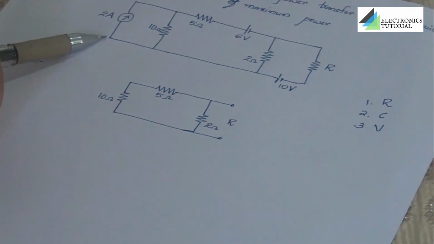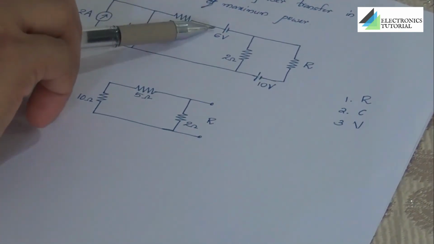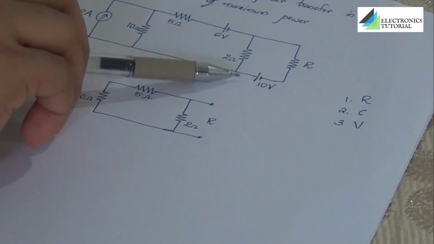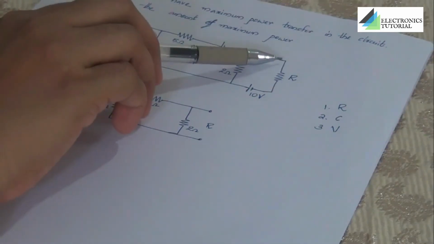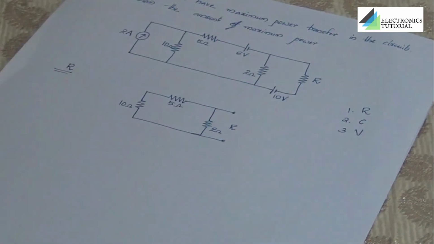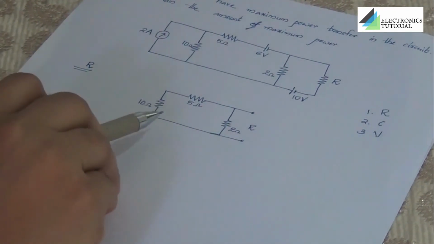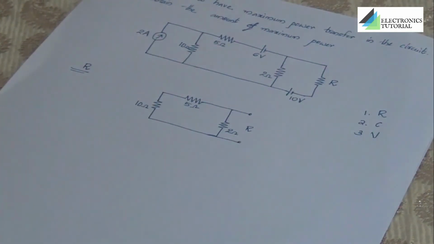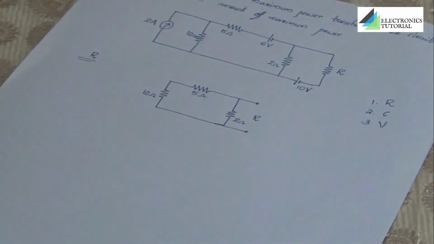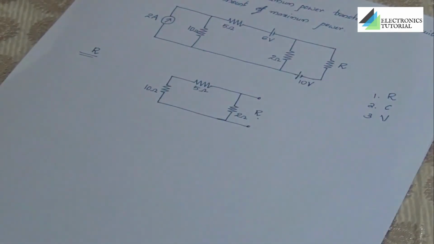The 2 ampere current source is open circuited, the 6 volt and 10 volt voltage sources are short circuited, and the resistor terminal is open circuited. With this simplified circuit, we are going to find the value of R. We have to find the value of R in this position.